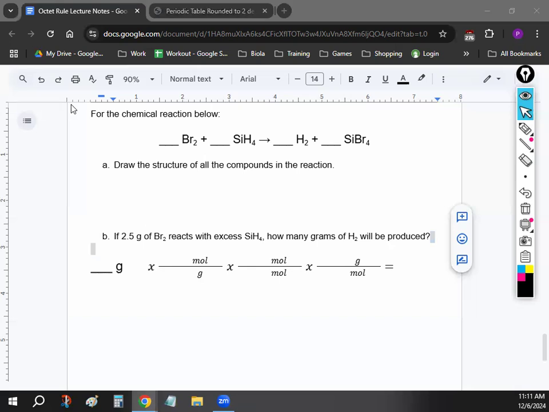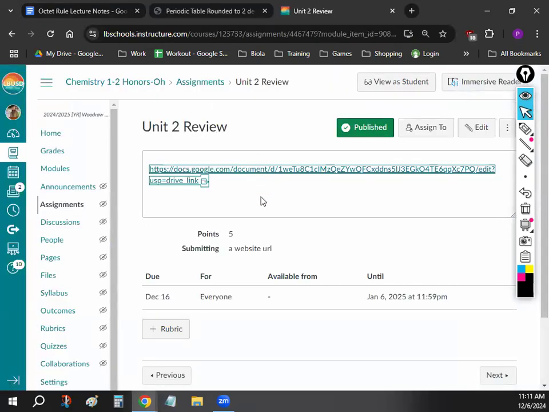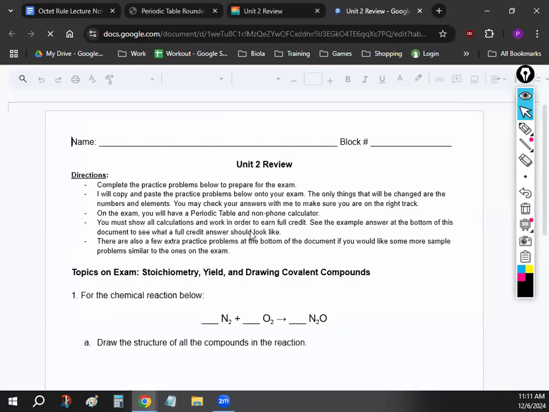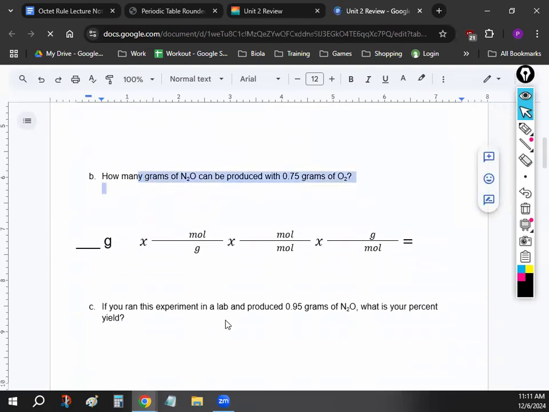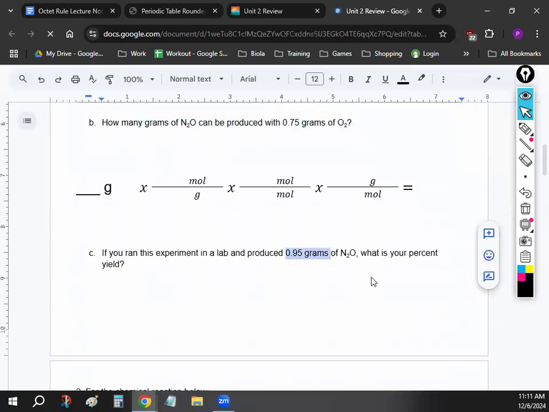If you take a look on Canvas, I already put the review for the exam up. And if you remember, I literally copy and paste from this onto the exam. I just changed the numbers. So that's what you'll have: structure, stoichiometry, and then theoretical yield, actual yield, and percent yield. Next time we meet, we're going to learn the last component that adds on to this. And then after that, we're going to be practicing for the exam.